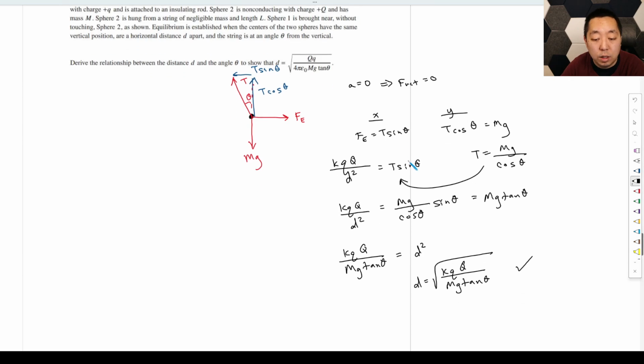That completes our answer. Okay, they use epsilon naught for the K. You can do that as a last step if you want. Replace the K with 1 over 4 pi epsilon naught. Because remember, this guy here is K, right?